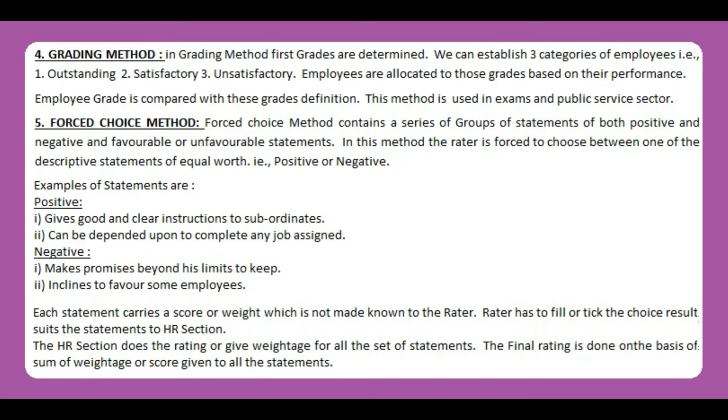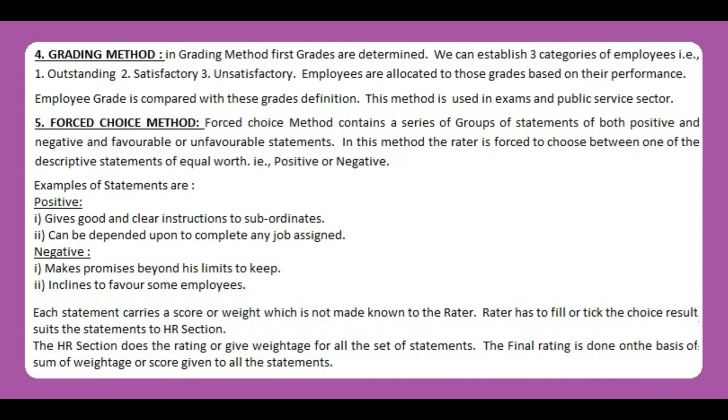And in the negative, the employee makes promises to get the work done beyond his limit to keep. So promising falsely is a very bad thing. It may lose the trust of the subordinates. So this is a bad trait. So we give an unfavorable statement. After ticking the favorable or unfavorable, these statements are forwarded to the HR department by the rater, because the rater is not going to give the score or weightage to these statements. He is just doing the work of ticking or selecting the choice and forwarding the statements to the HR department.